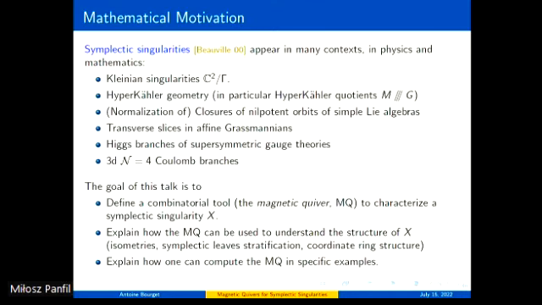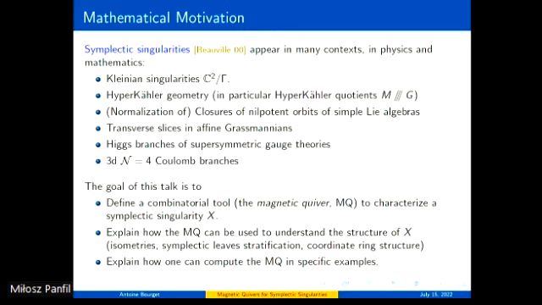And then from a more physical perspective, Higgs branches of a very large class of supersymmetry gauge theories are in this class, and also 3D N equal 4 Coulomb branches. And all of this will be useful. So the goal of this talk is to define a combinatorial tool, the magnetic quiver, which allows to define and completely specify a symplectic singularity. And then I will explain what we can know from the knowledge of such a quiver. And in particular, we will know the structure of the coordinate ring and the structure of the singular stratification. So I will explain all this on examples.